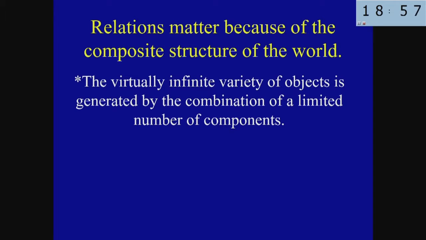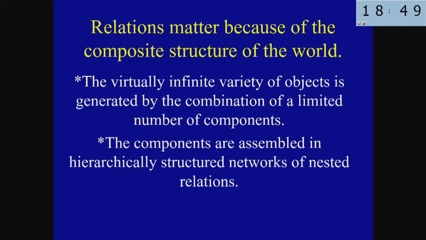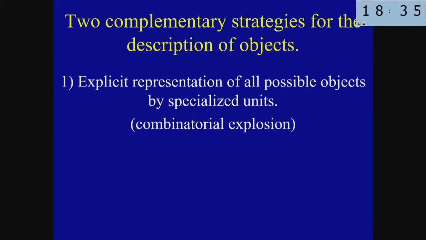So the virtually infinite number of different objects in the world around us is generated by the combination of a limited number of components. And these components are assembled in hierarchically structured networks of nested relations. So any cognitive system is well advised to invent mechanisms for economical representation of this diversity of objects. So there are two complementary strategies for the description of objects. One is an explicit representation of all possible objects by specialized representational units. Now this leads to a combinatorial explosion because you would need one unit for every conceivable object in the world.